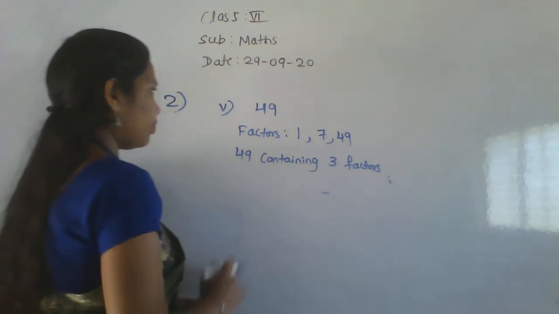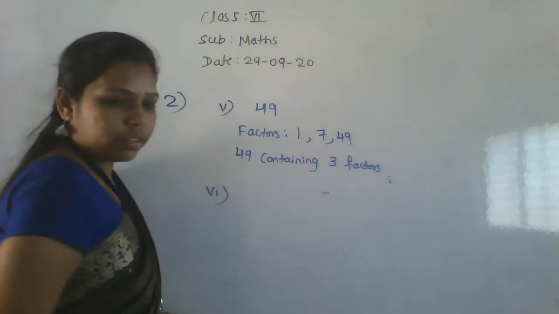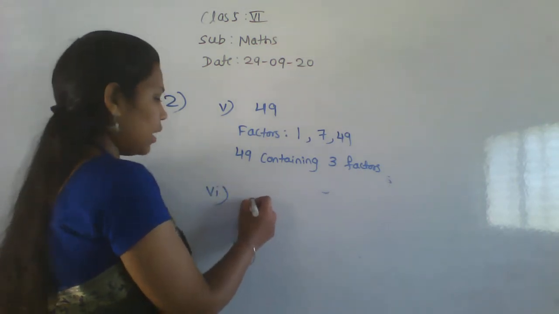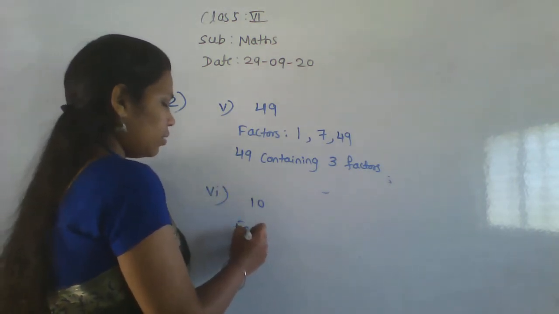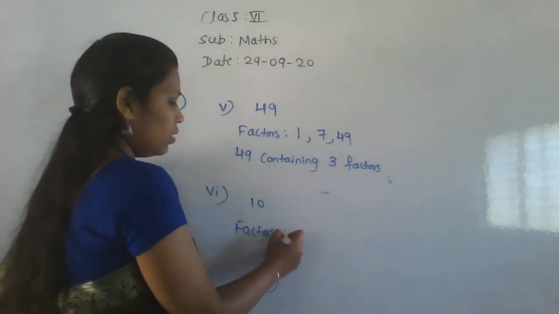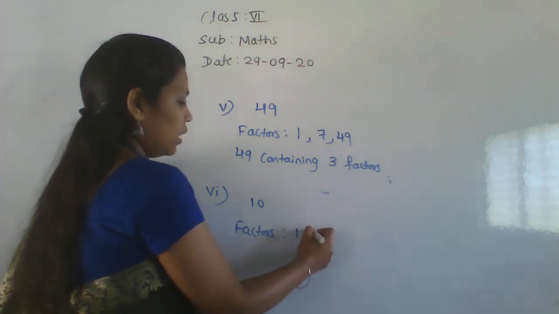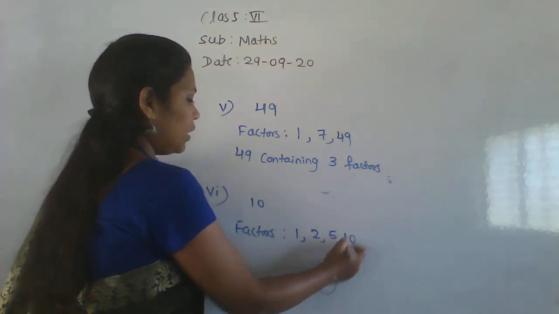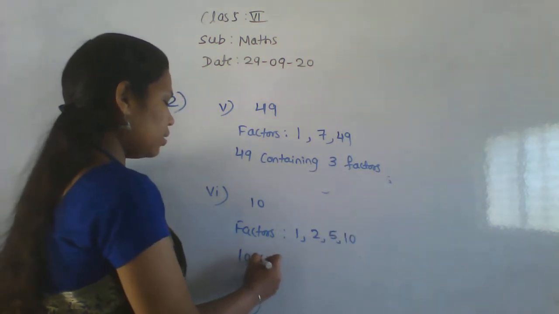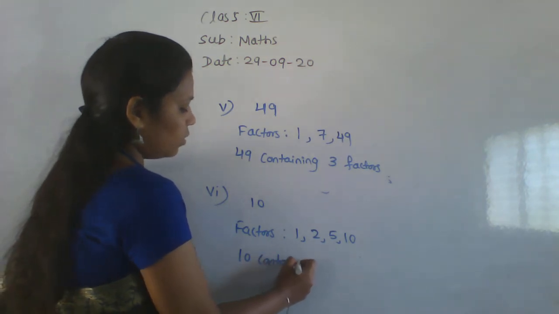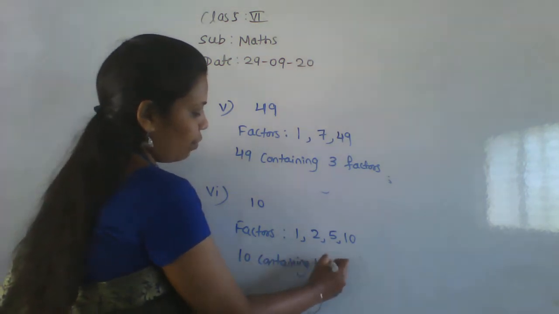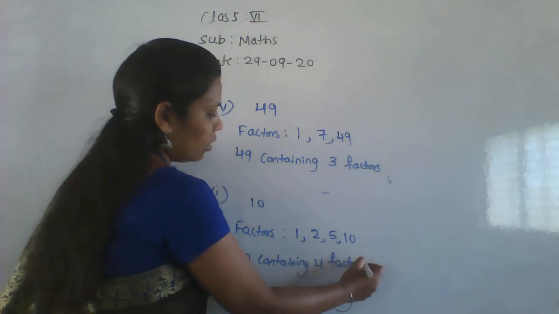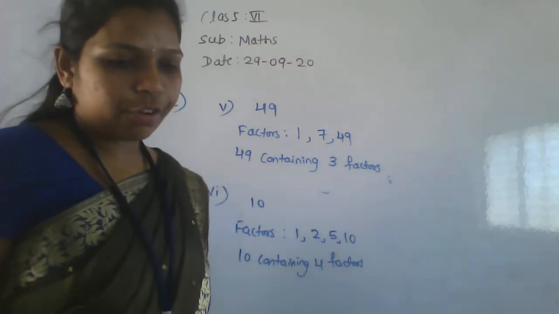Next. Sixth one is 10. Write the factors. Factors are 1, next 2, after that 5, and 10. So 10 containing 4 factors.